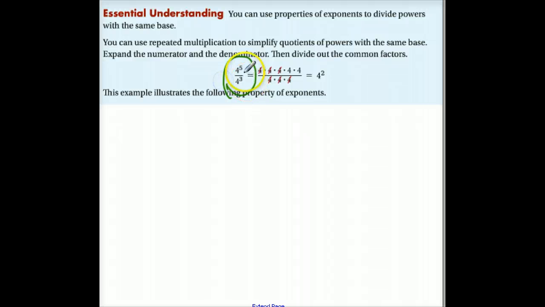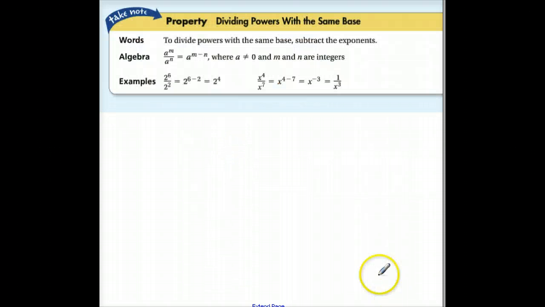So in this example, they have 4 to the 5th divided by 4 to the 3rd. We know exponents are repeated multiplication, so 5 4s on the numerator, 3 4s on the denominator. 3 4s are in common, so they cancel out. You're left with 2 4s, or 4 to the 2nd power. We can do this by simply subtracting those exponents.